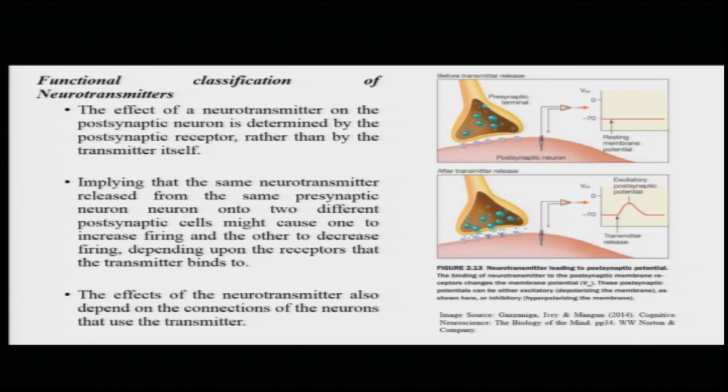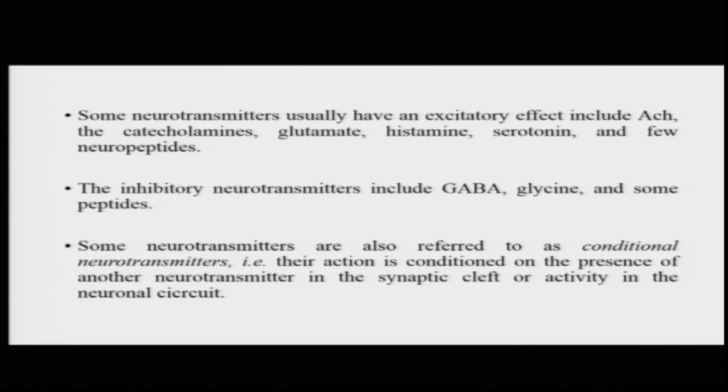Now the effects of the neurotransmitter also depend on the kind of connections of the neurons that use this particular neurotransmitter. So it's not a very deterministic, definitive setup. It basically depends on a few factors: on the receptor on the postsynaptic neuron, on the kind of connection that these two neurons have, and so on. This is very important, and one should remember this about these neurotransmitters.